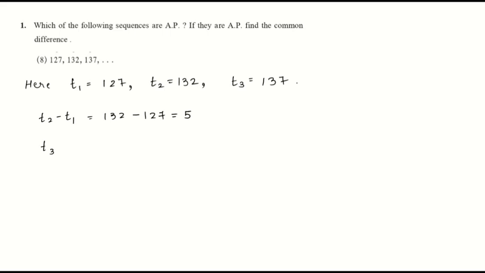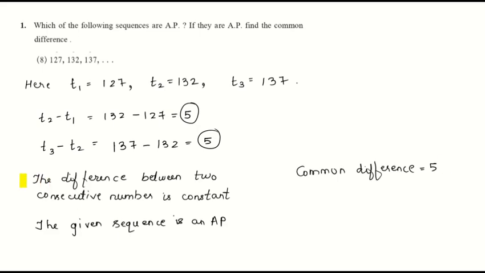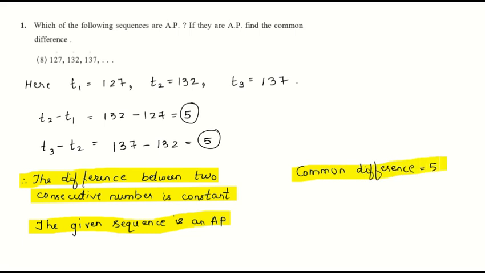Let's check for this one. t3 minus t2, what is the difference that we get? That is 137 minus 132. We have the difference 5 which is common for both. This is a very easy question. Therefore the difference between two consecutive terms is constant. Hence the given sequence is an AP where the common difference is 5.